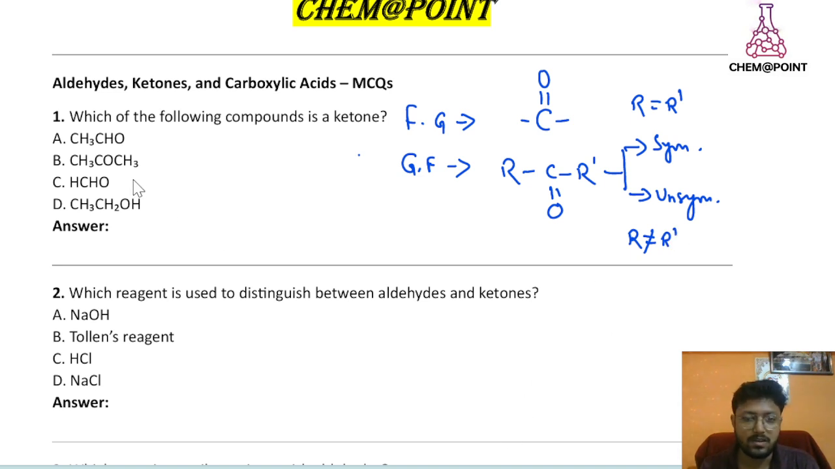Okay, so first of all you check all options. Option A, CH3 C double bond O single bond S, is not a ketone. Option B, CH3 C double bond O single bond CH3. Yes, it is a ketone. Option C is the aldehyde. Option D is the alcohol. Which of the following compound is a ketone? That means option B is the correct answer. Done? Any confusion? No. Chalo.